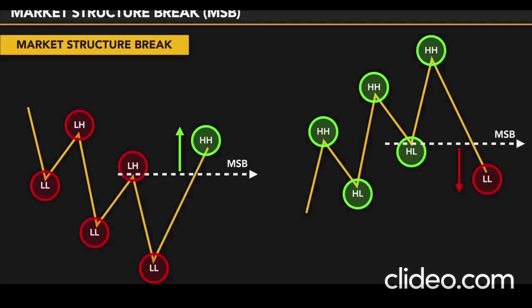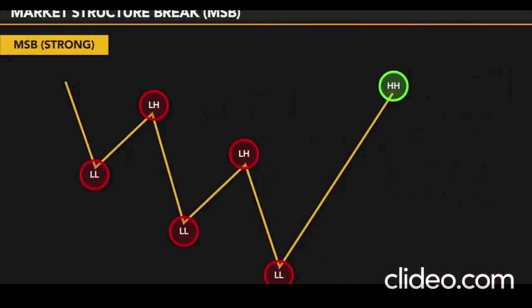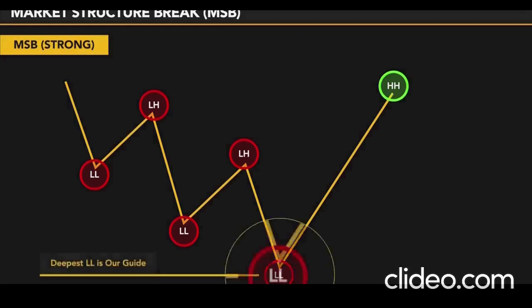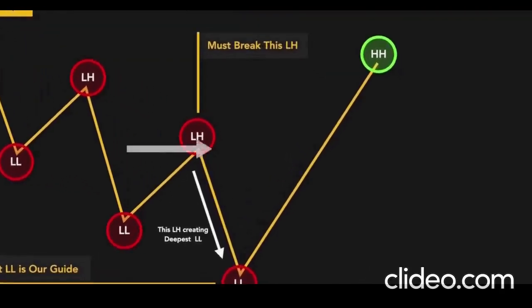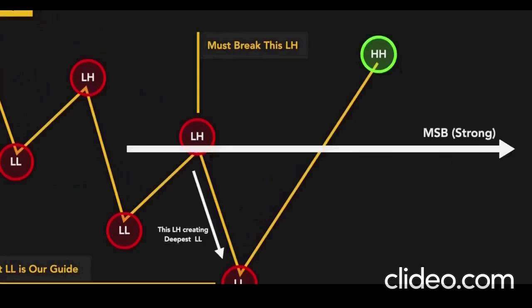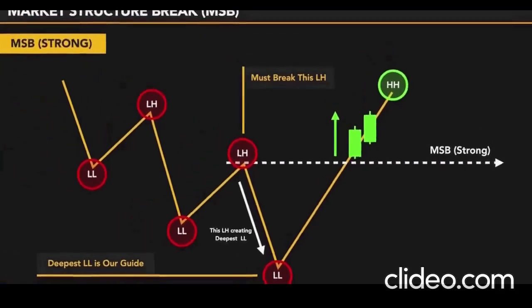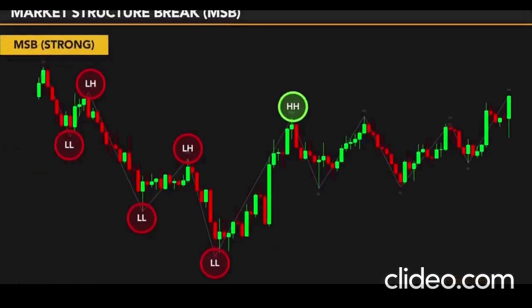However, there are two types of MSB, strong and weak. Identifying strong market structure breaks is easy. First, identify the deepest lower low. Second, identify the lower high, which creates the deepest lower low. If the price breaks that lower high at once with strong candlesticks and closes above it, then it is a strong MSB. Let's see an example.